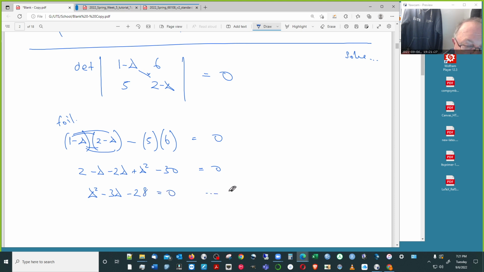Now this is important because it's called the characteristic equation. We need to be able to do the determinant and generate this characteristic equation. The solutions of the characteristic equation, as you can see, are quite simply a quadratic.